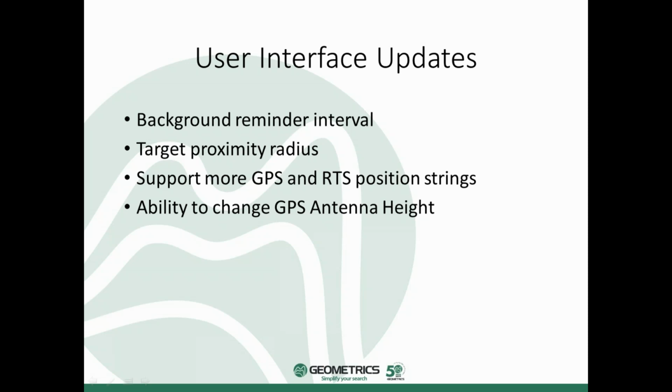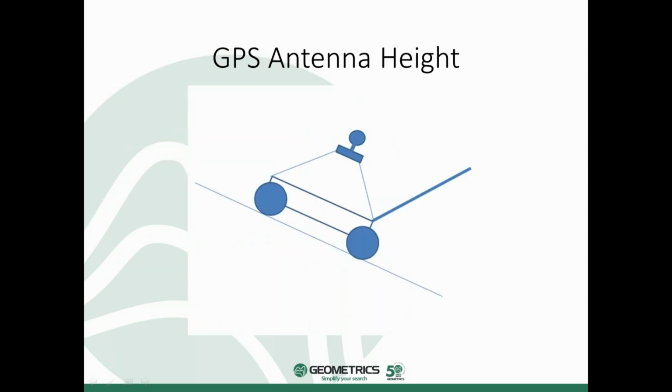And finally, we've added the ability to change the GPS antenna height listing. So that's used both in the calculation of the UTM position, but also in the display on the navigation screen. And so I'll go through exactly what this means over the next few slides here. So here's a nice sketch of a MetalMapper 2x2. Here we have our GPS, and you can see we're on a slope.